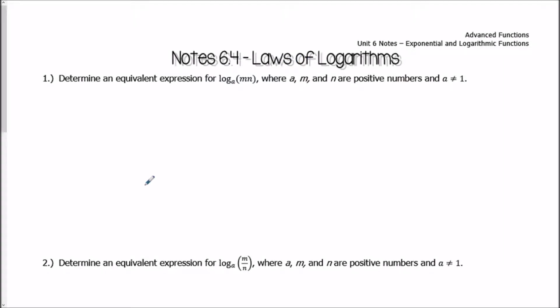So the first thing we're going to do is determine an equivalent expression for log base a of m times n, where a, m, and n are positive numbers, and a is not equal to 1. We don't want a base of 1 because it really doesn't do much for us, since 1 to the power of anything will always just be 1, okay?